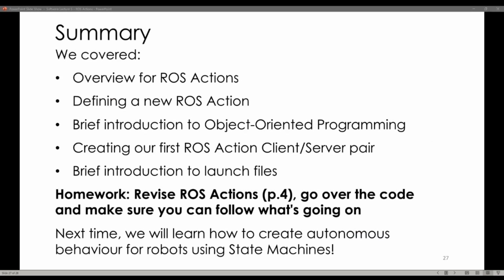Now, in summary, we've gone over what ROS actions are, how they work. We've gone through defining a new ROS action. We did a little look at what OOP is and why you use it. We created a ROS actions client server pair in Python, and we ran it, and we saw how it works. And finally, we had a brief introduction to launch files, and how we made a launch file for the server that we made. So your homework for this lecture would be to revise ROS actions, how they work, go over the code that we've gone through today. Make sure you can understand everything.